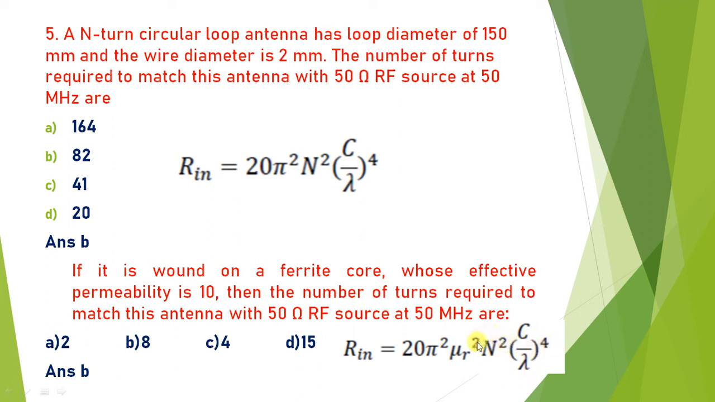So now you have to find out the value of N. So C, what is C? C is equal to pi D that we have previously taken. So D is equal to 150. Calculate the value of C. Lambda is also the same. Now the effective permeability UR is given to you, that is equal to 10, so 10 square, and Rin is also given to you, 50 ohm. Now find the value of N again. You will find that its value is equal to 8. So the answer is 8.